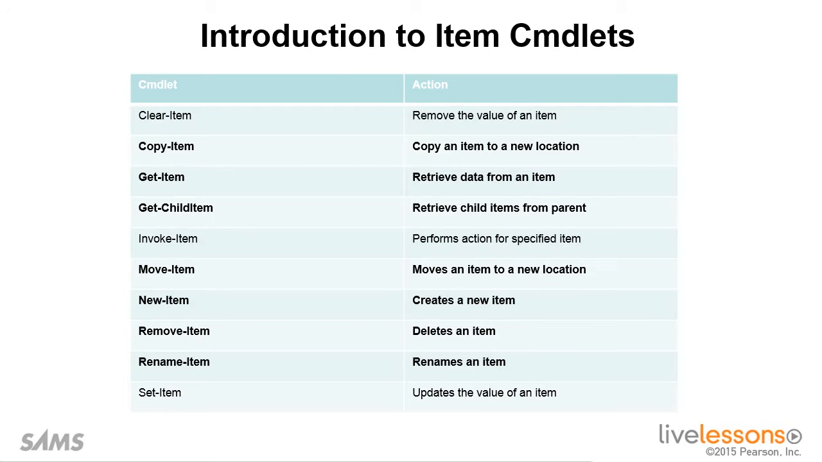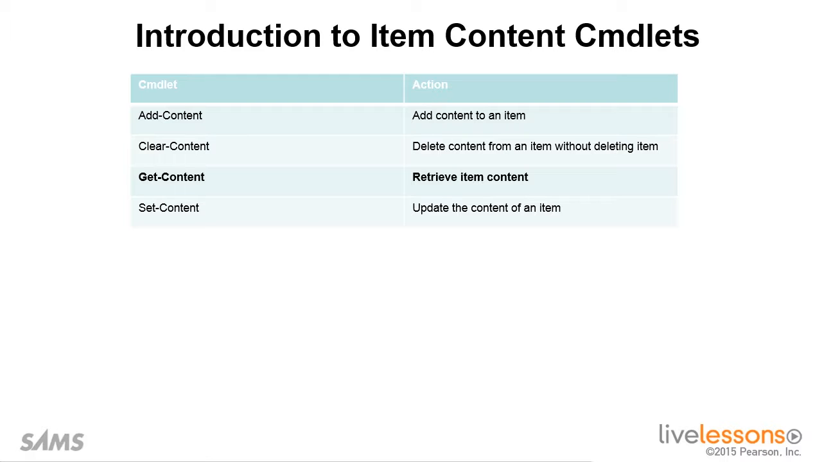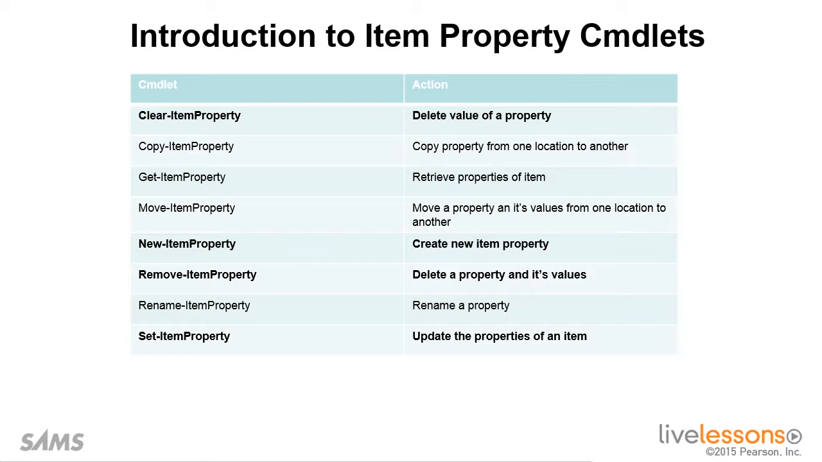The next ones we're going to look at are the ItemContent cmdlets, or the Content cmdlets. Notice that I only have one of those marked in bold here. That is because I find myself not modifying the contents of files or items within PowerShell that frequently, and you may want to use other commands on this slide. The main one that I marked in bold is Get-Content. I like to use this one when I'm working with text documents to see what the content of a specific file is.